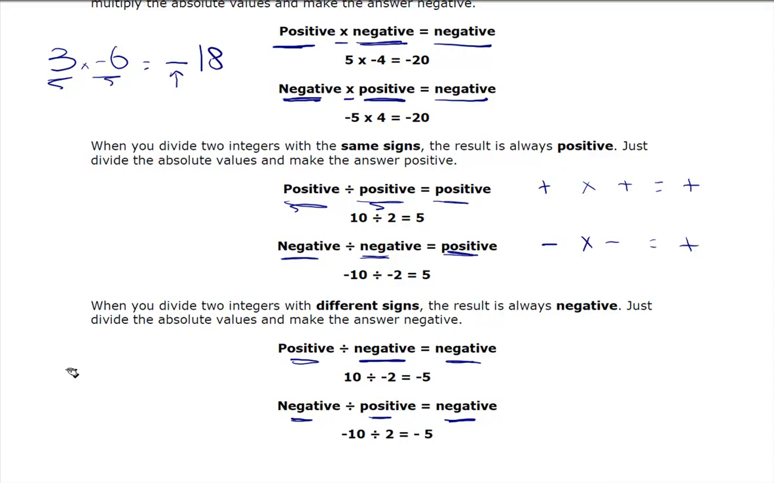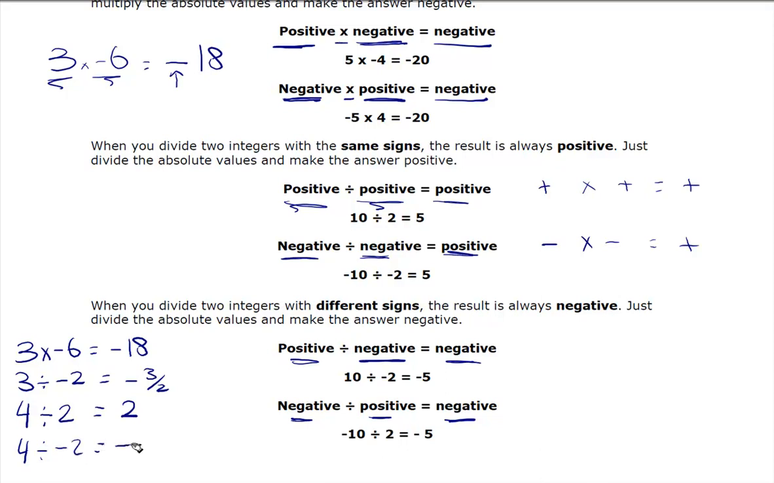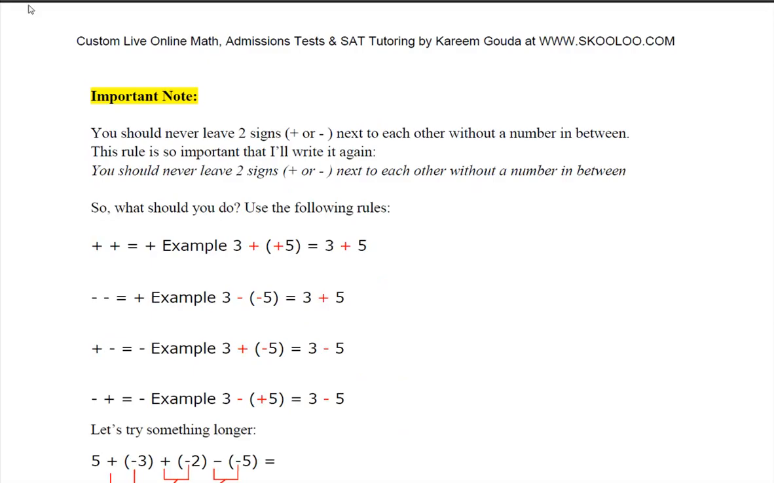Okay, let's do a couple examples here really quickly. So if I say 3 times negative 6, we said negative 18. 3 divided by negative 2 is negative 3 over 2. 4 divided by positive 2 is positive 2 because they're both positive. 4 divided by negative 2, since they're different signs, so it must be negative. Okay, let's go on to the next page.